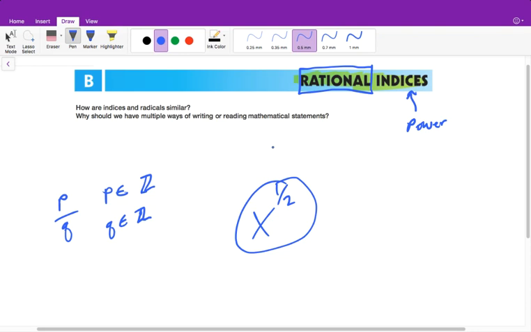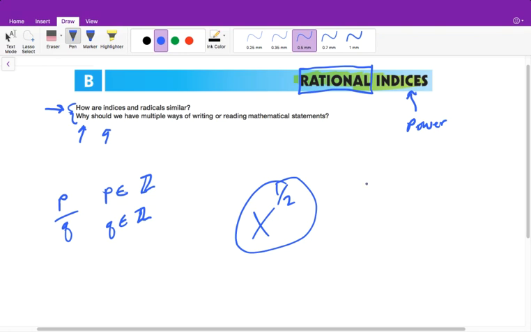All right, and remember, we're always going to be focusing on questions. I realized the last section we didn't really focus on any of these questions, but we're always going to be focused on our essential questions throughout the entire unit. And our essential questions for this one now are: how are indices and radicals similar? And why should we have multiple ways of writing or reading mathematical statements? All right, so this is what I want you guys to be focusing on throughout this unit, throughout this video. This is something that you should always be using to help generate some questions or to help with what it is that we're trying to learn.